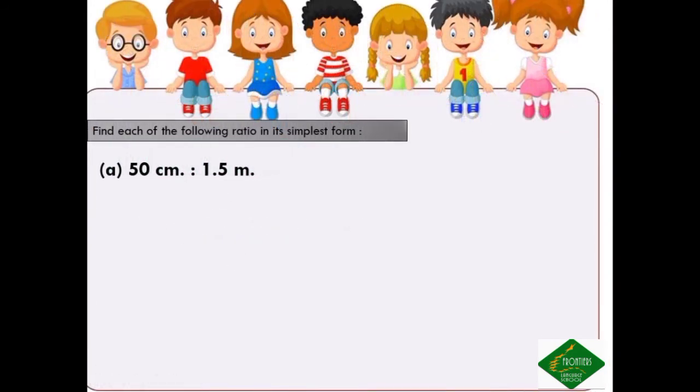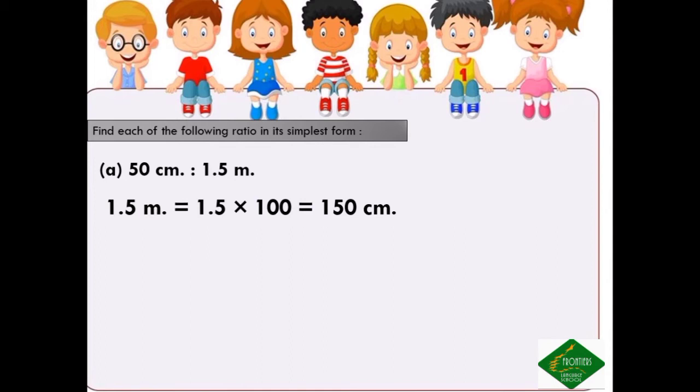Find each of the following ratios in its simplest form. Letter A, 50 centimeters to 1.5 meters. Now look, we have different units. We have centimeter and we have meter. We said before, if I want to make a ratio, we must have the same unit. So the first step, I must convert from meter to centimeter. So 1.5 meters, if I want to convert from meter to centimeter, I multiply by 100. So 1.5 times 100 equals 150 centimeters.